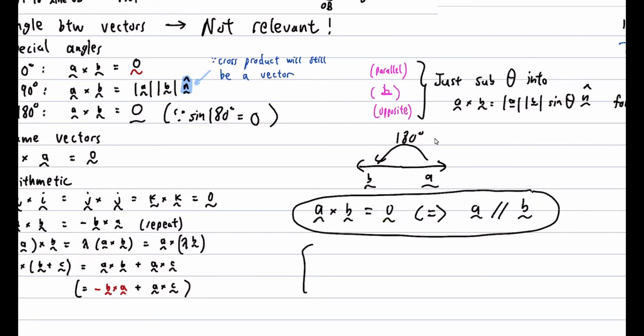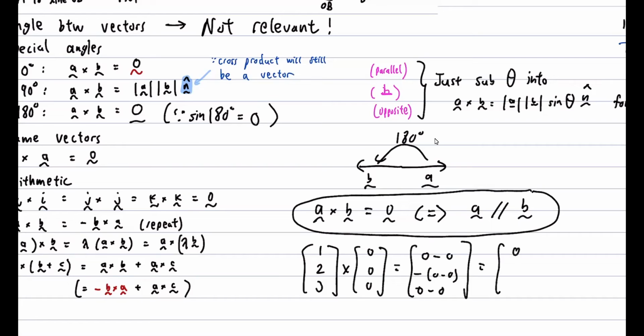Meaning like for example, 1, 2, 3 times 0, 0, 0. Okay, what do you get? I mean, if you just quickly calculate, what do you get? You'll just be 0 minus 0, minus 0 minus 0, and then 0 minus 0. Oh. So it's 0, 0, 0, which is not just 0, it's 0 vector. Yes. Maybe this example is not so good. I'll come up with a better example later and I'll update this. Okay. Cross product to give you 0 means that they are parallel.